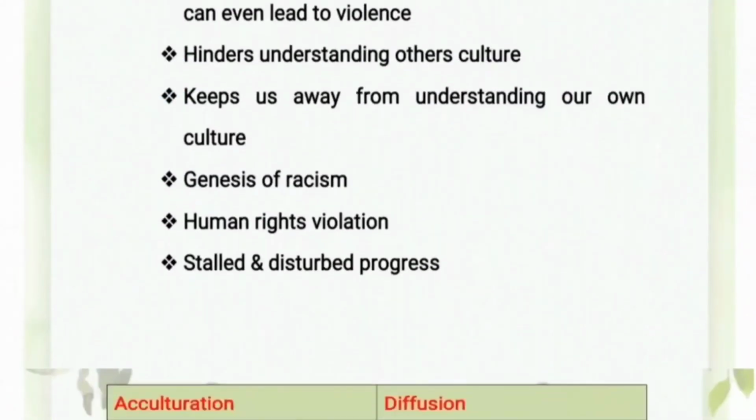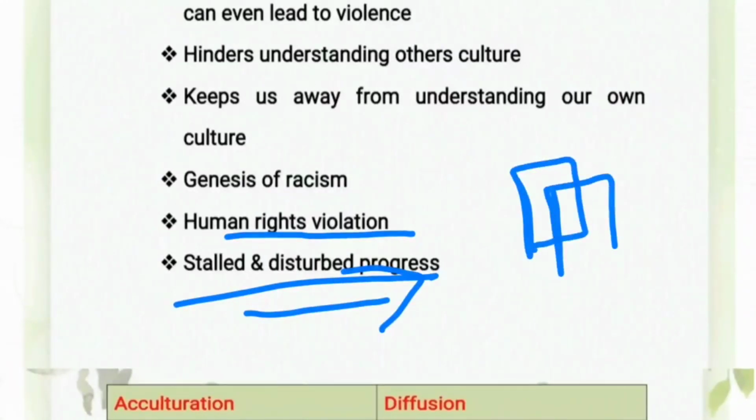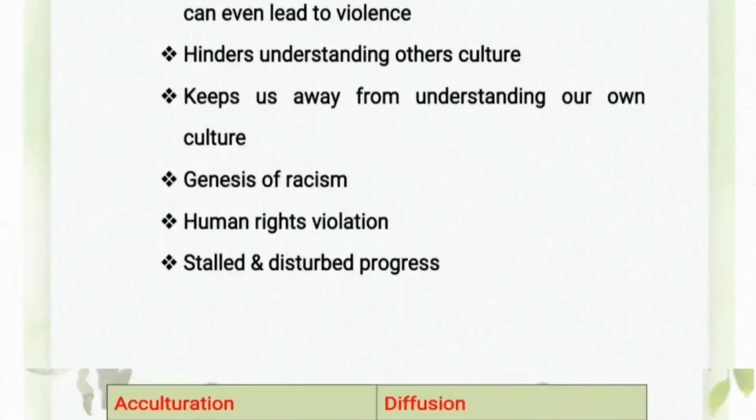We try to develop it there, and there are human rights violations and also disturbed progress. You will see stalled and disturbed progress. You will not feel that progress that much. You will feel a disturbance there. So these are the negatives of ethnocentrism. In order to bring peace in a society, to be a tolerant and peacekeeping society, respecting each other's religion is a must, and respecting each other's cultural practices is a must. We have to be culturally relative, but we have to avoid being ethnocentric.